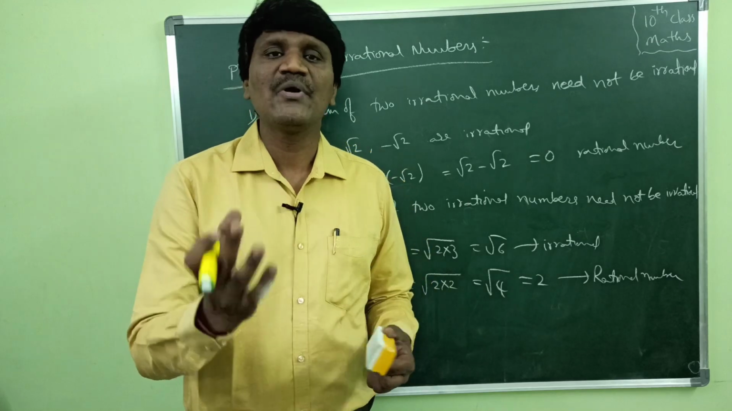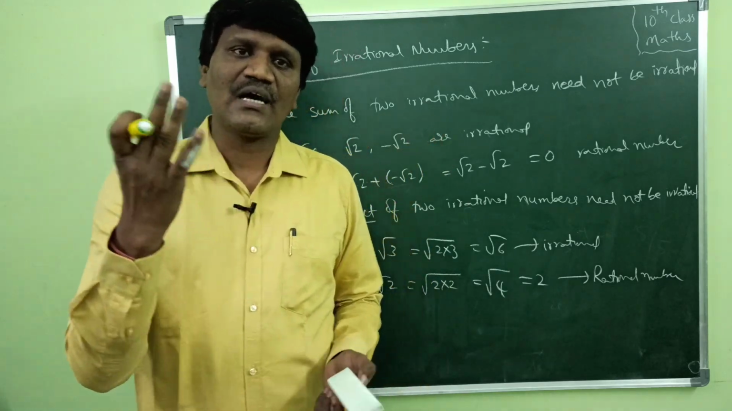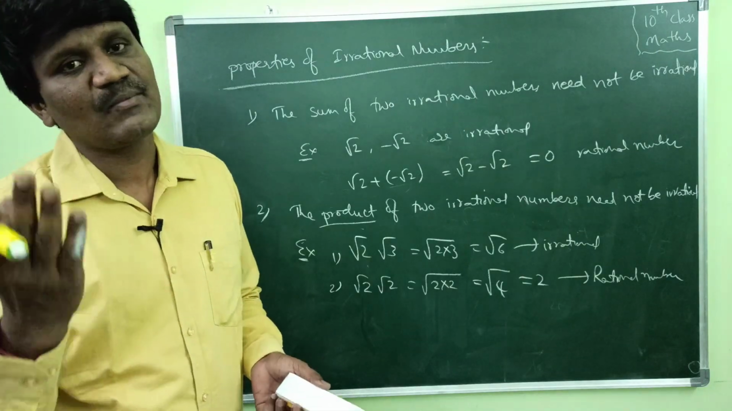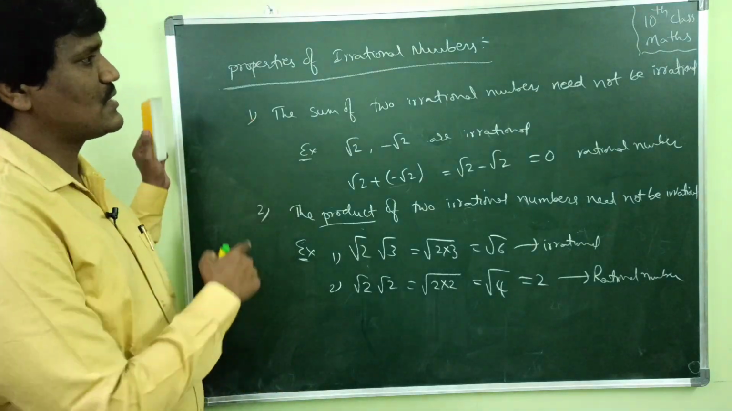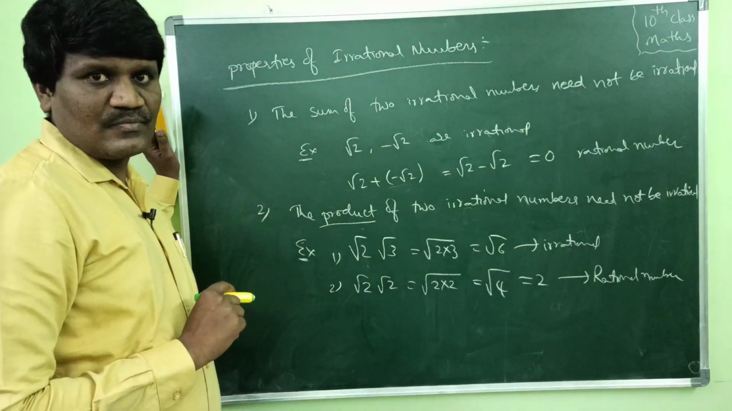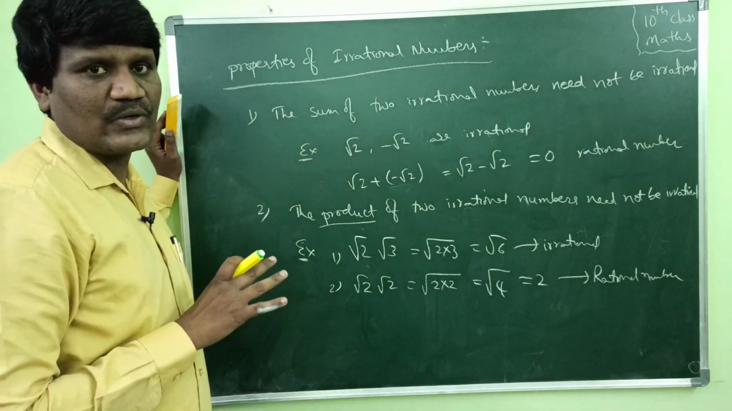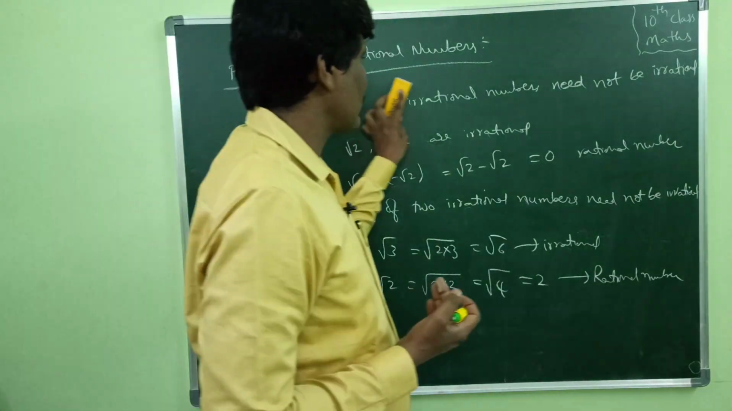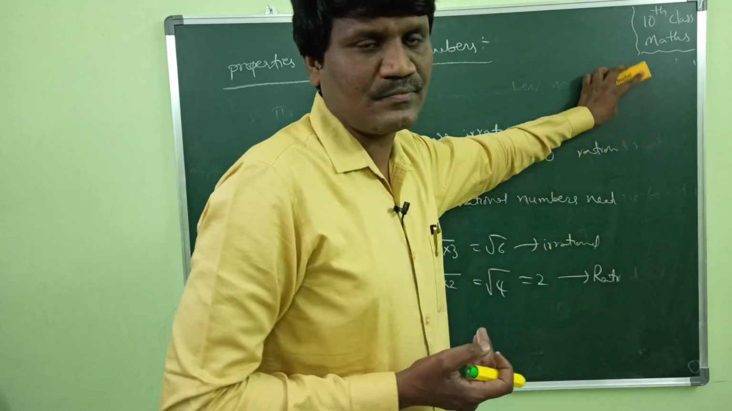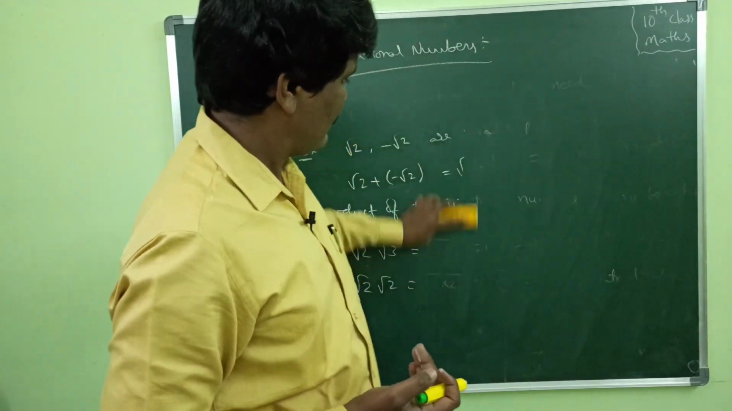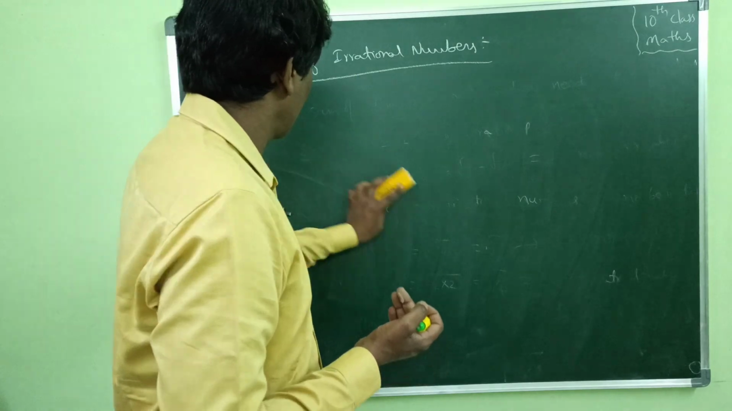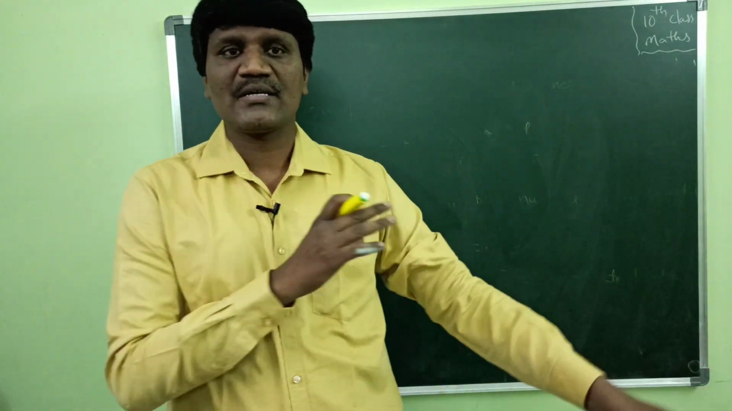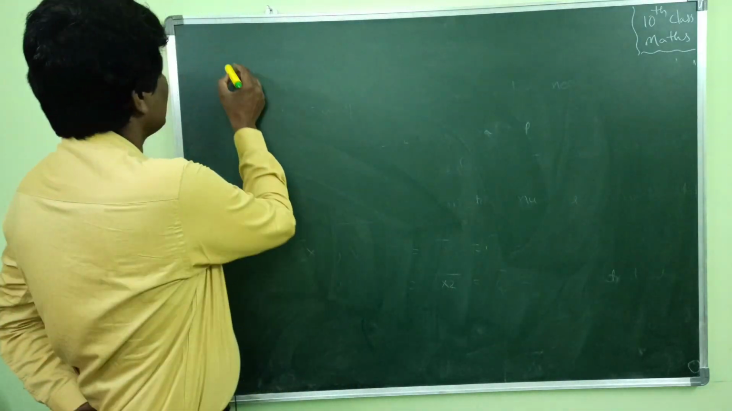Now let us see the combination of rational and irrational numbers, which we already learned in the 9th class. The sum of a rational and an irrational number, what does it become? You can note this down by pausing the video and noting all the steps. Now let us see the combination of rational and irrational numbers.